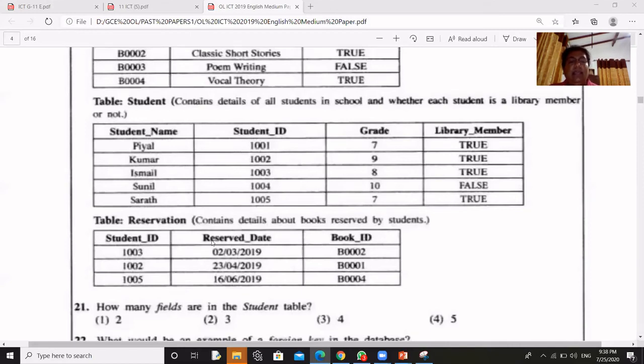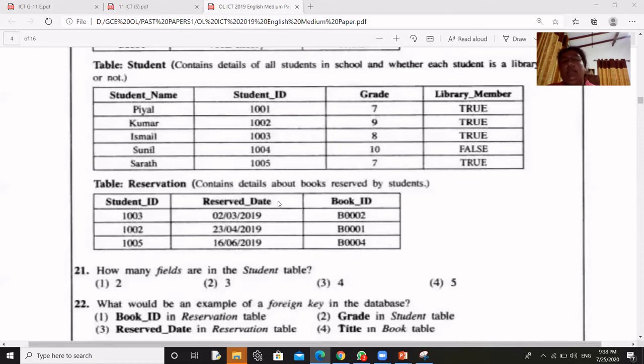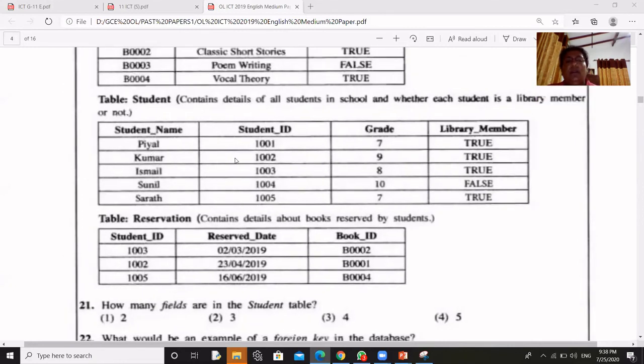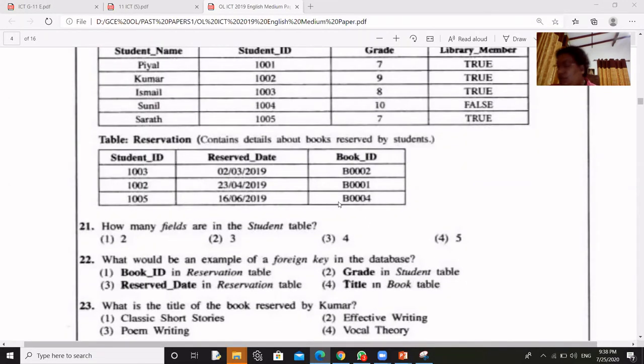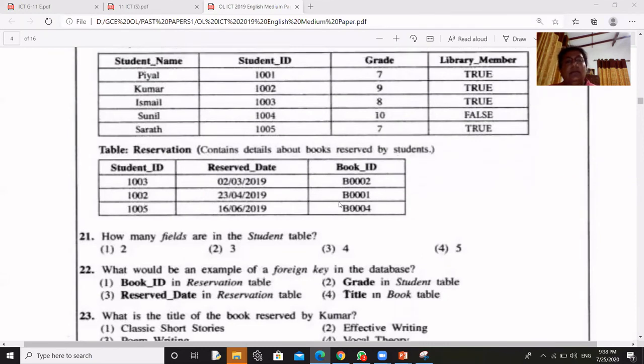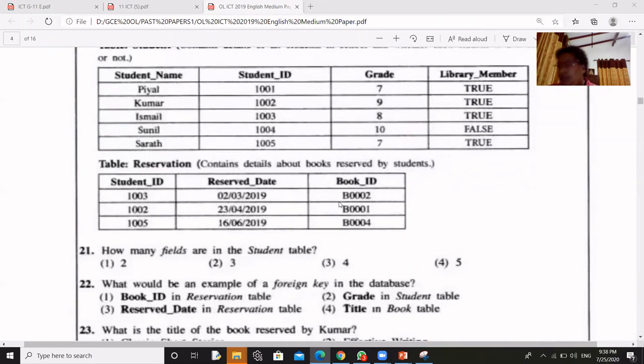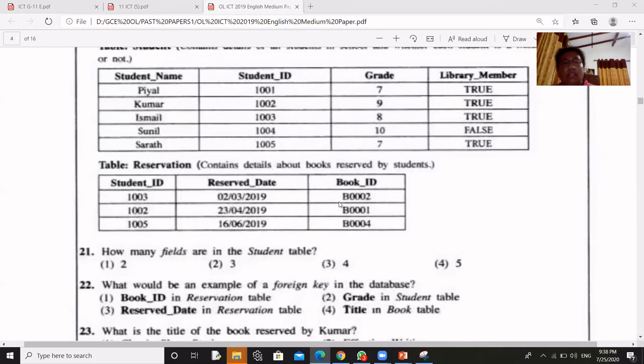Right. But here they ask how many fields are in the student table. Then you can see 1, 2, 3, 4. Right? 4 fields. So what should be the answer? Somebody tell me, is the fourth one the answer? Why did you select that answer as the fourth one? You told me the value. I don't know why you said the fourth one.